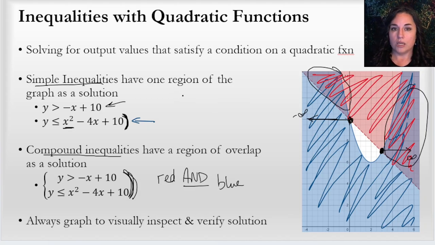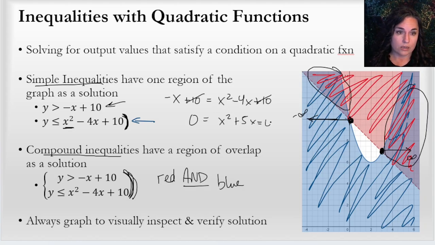I would just set them equal, right? Because if we want an intersection, we have to set them equal. So I would say negative x plus 10 has to equal x squared minus 4x plus 10. And if I solve, that would give me those two intersection points for which to set my domain for this solution, right? Plus 10 cancels on both sides. I'm just doing this because it seems kind of easy to do. x squared plus 5x equals 0.